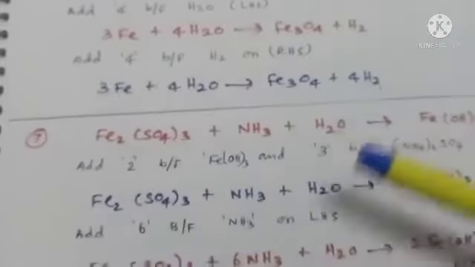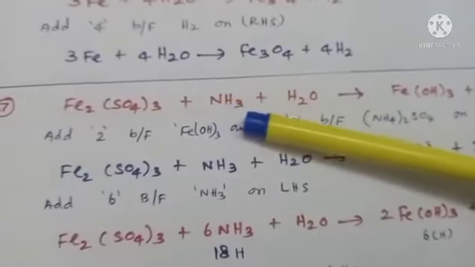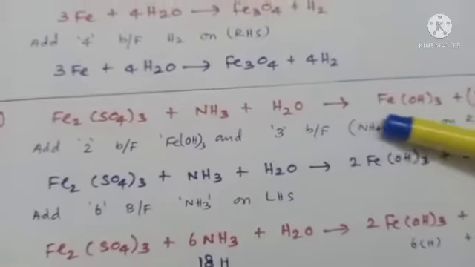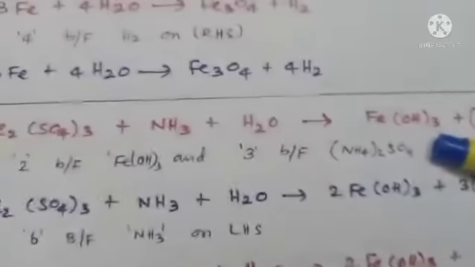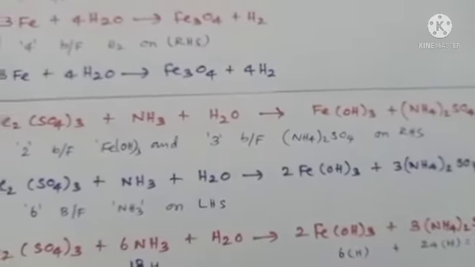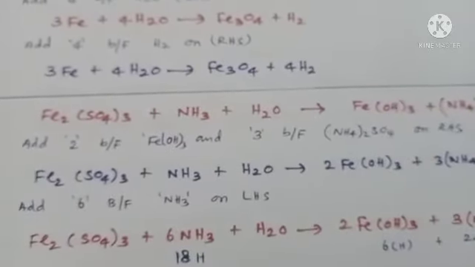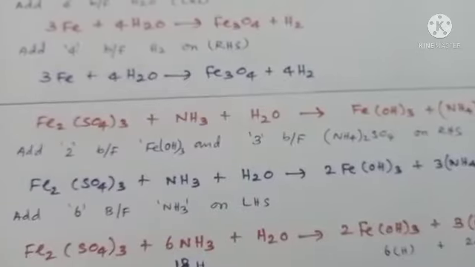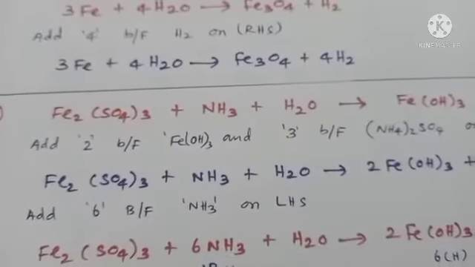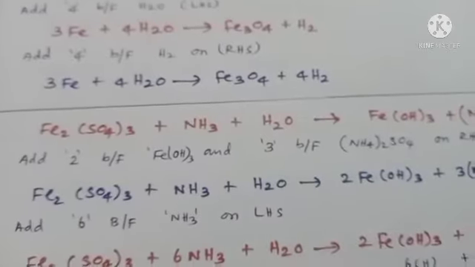Next, question number 7. Fe2(SO4)3, ferric sulfate, plus ammonia plus water gives ferric hydroxide Fe(OH)3 plus (NH4)2SO4, which is nothing but ammonium sulfate, isn't it? Now look at the number of iron atoms on either side. Left side there are 2, right side only 1, isn't it?